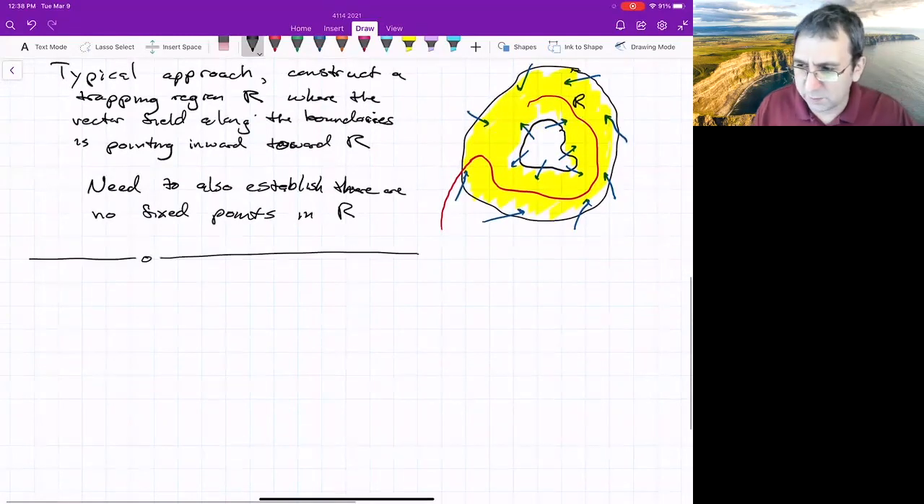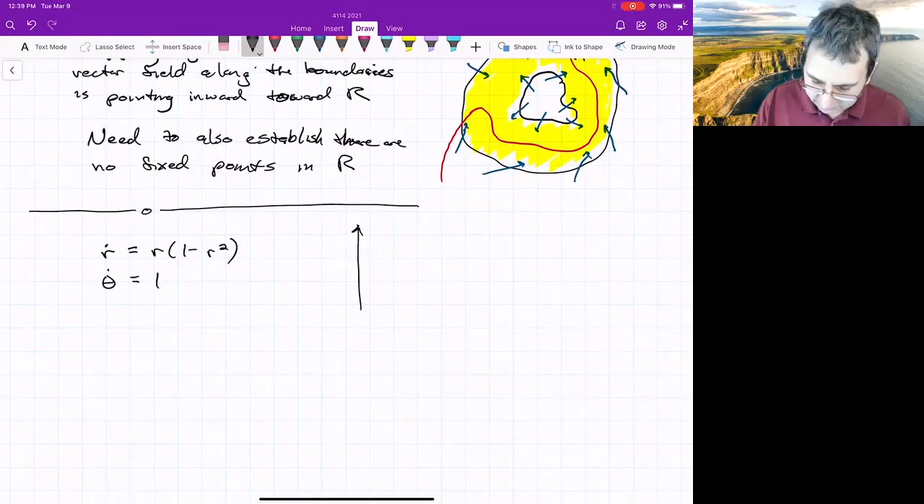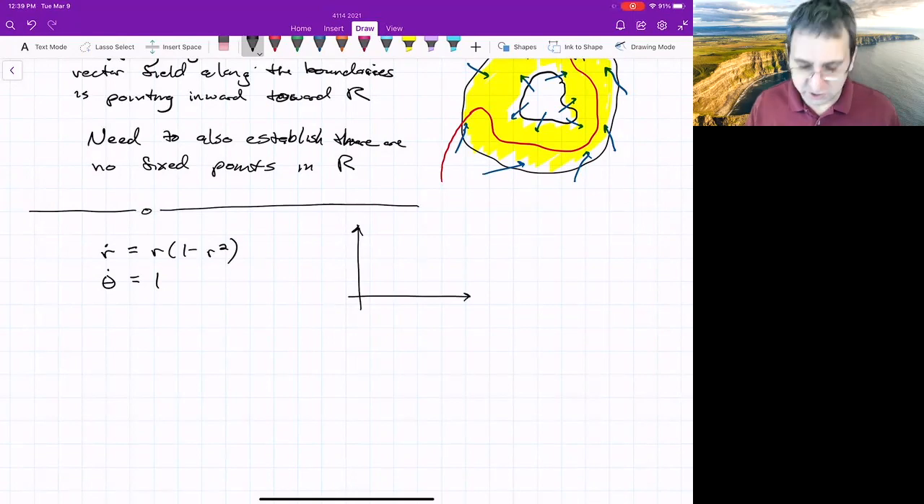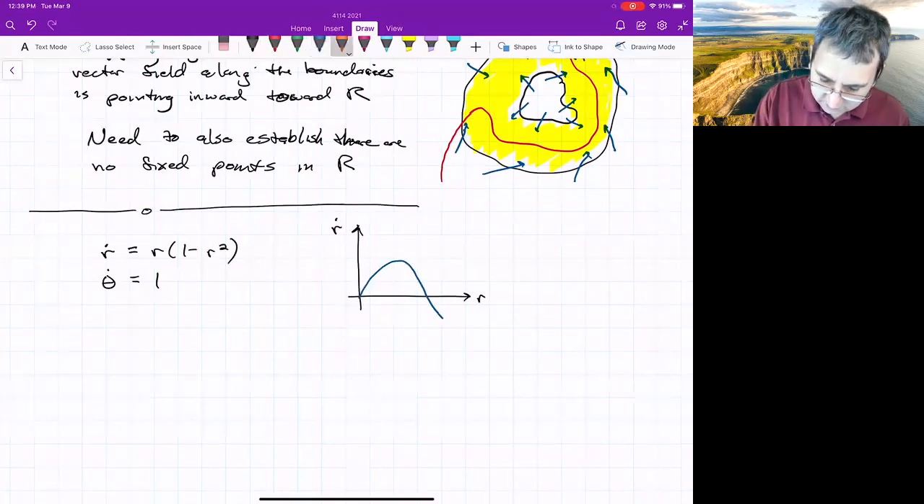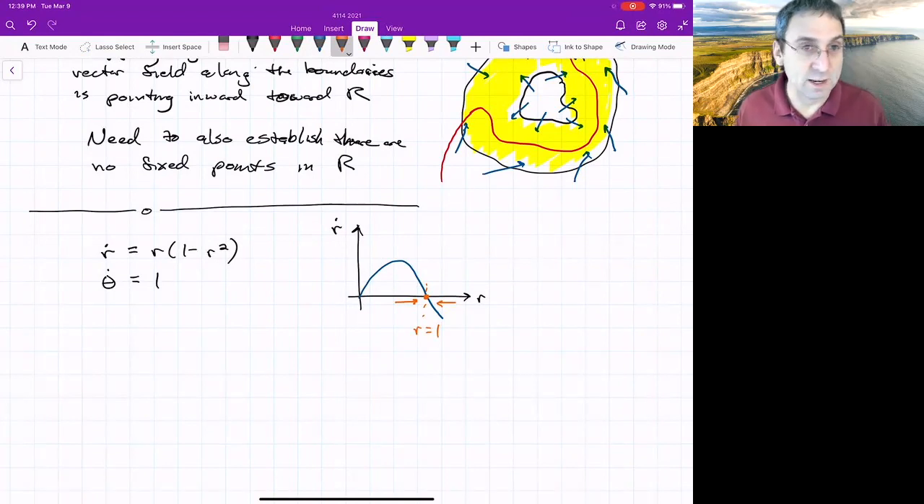If you remember from last time, we looked at a system in polar coordinates. It looked like that. In this case, because there's no coupling between the R and the theta directions, you could look at just the vector field in R, and this would look something like that. So there is a stable point at R equals 1, and so there's a limit cycle at R equals 1. We didn't have to use any fancy Poincaré-Bendixson or anything.